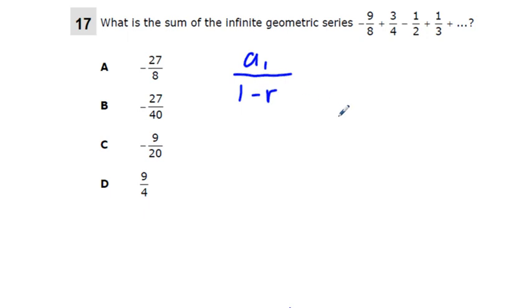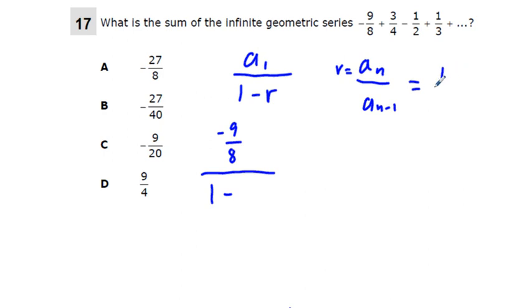Well, we need to find out what a is. Well, a sub 1 is going to be negative 9/8. Okay, then we're going to say 1 minus r. And we need to find out what r is. Well, to get r, we take one term, r is equal to a sub n over a sub n minus 1. So we could take 1/3 over negative 1/2 and get what our r is.